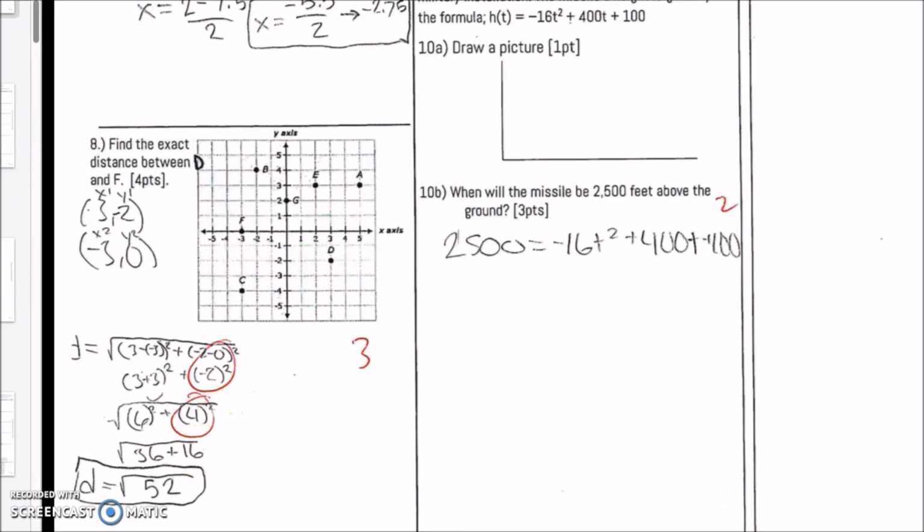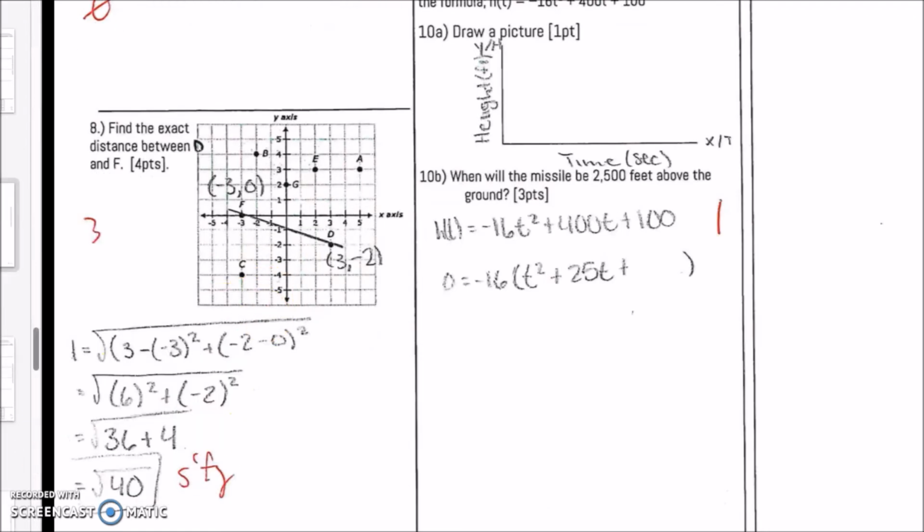So this should have read 36 plus 4 gives you 40, square root of 40, and 2 radical 10. But they basically squared it twice. -2 squared is 4, and then 4 squared is 16. That was their mistake. This student was almost there.